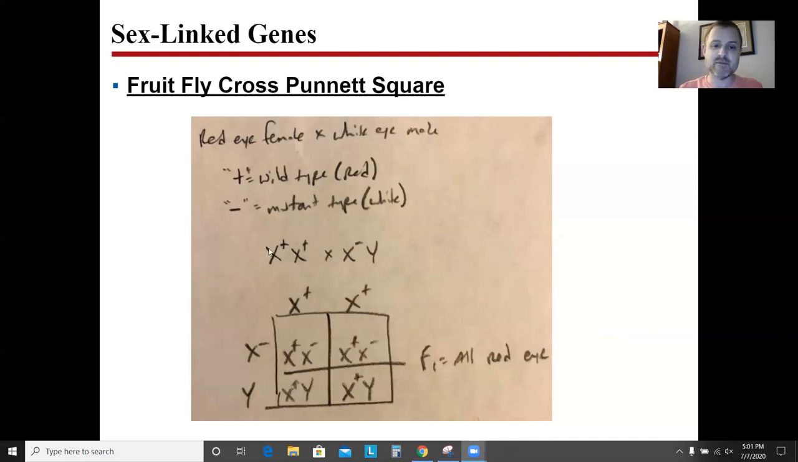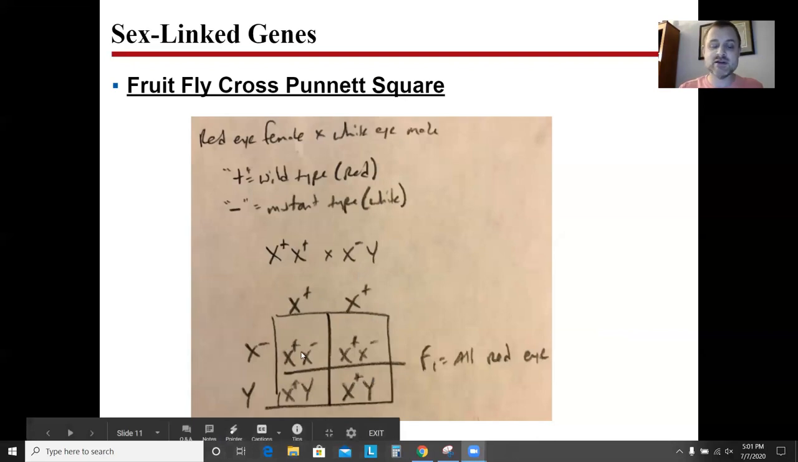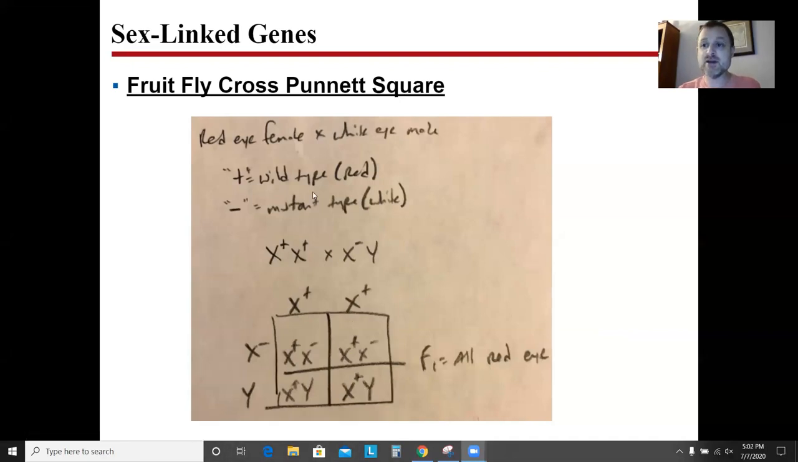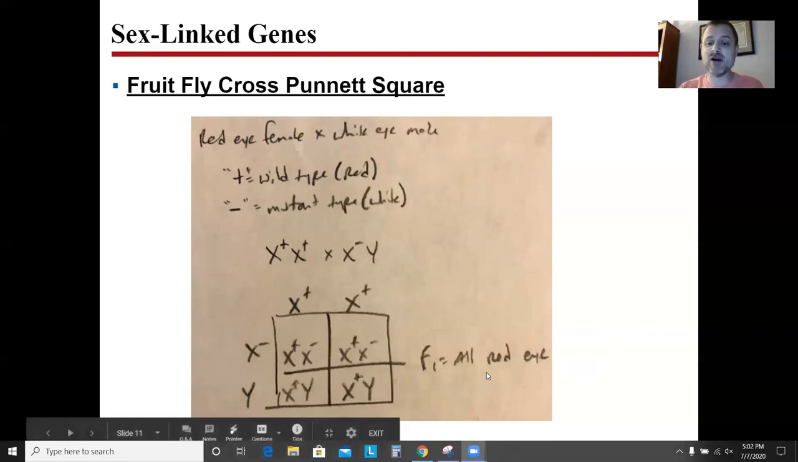Here I put the female on top of the Punnett square, the male on the side, and I cross it. So this is a red-eyed female, red-eyed female, red-eyed male, red-eyed male. They're all red eyes, right? So this is what Thomas Morgan got. He got F1s that were all red eyes, all right? Now what I wanna do is I wanna take two F1s and cross them.